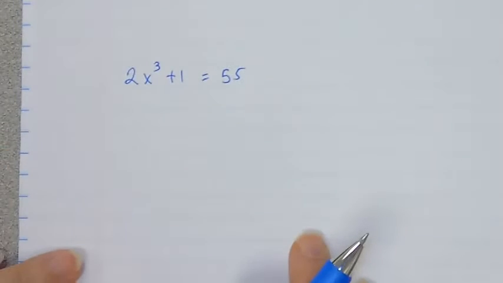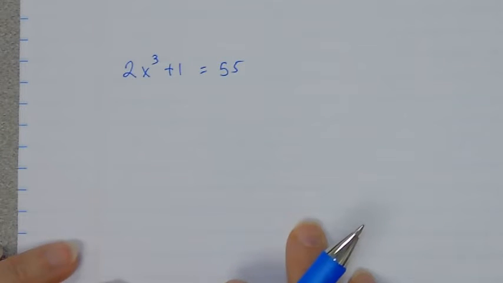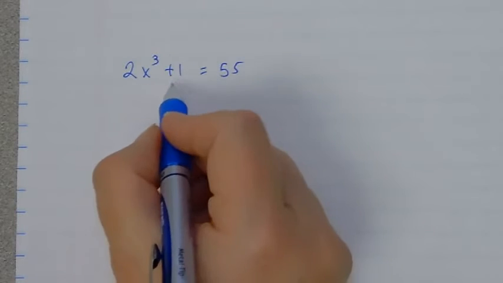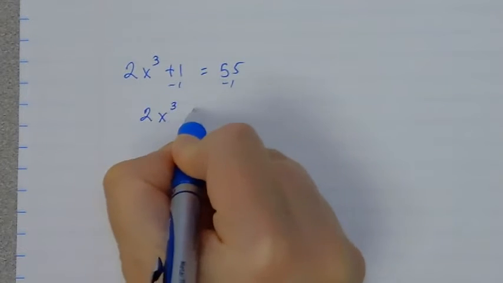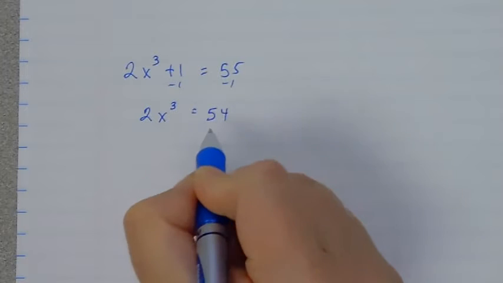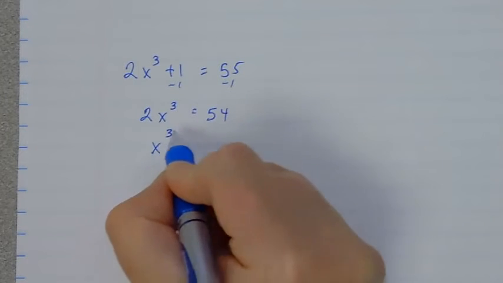So here's the next example. 2x cubed plus 1 equals 55. We're going to solve this just like we would if this is a square, by subtracting 1 from both sides. So I get 2x cubed equals 54. Then I'm going to divide both sides by 2.